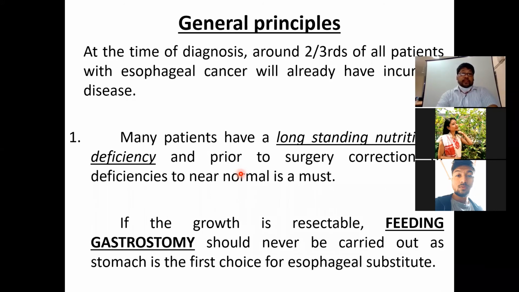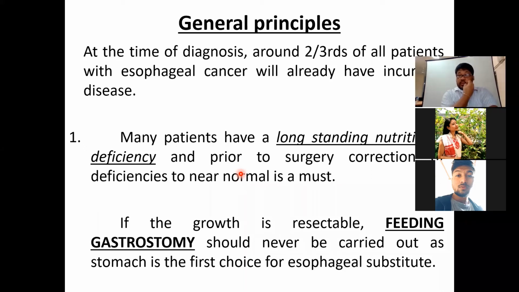Generally, at the time of diagnosis, around two-thirds of the patients come in very poor shape. Many patients have nutritional deficiencies, and prior to surgery we have to correct this deficiency to a near normal state. And if the growth is resectable, then we should not do feeding gastrostomy. If we see that it is an unresectable growth, then we have to go for feeding gastrostomy.